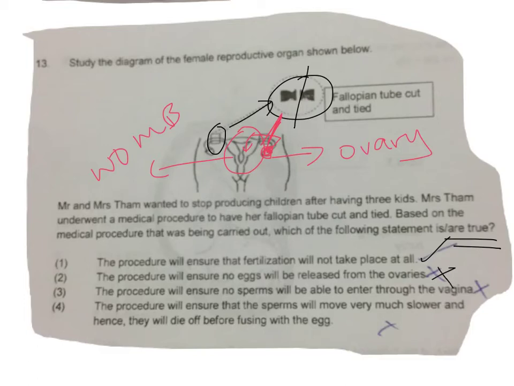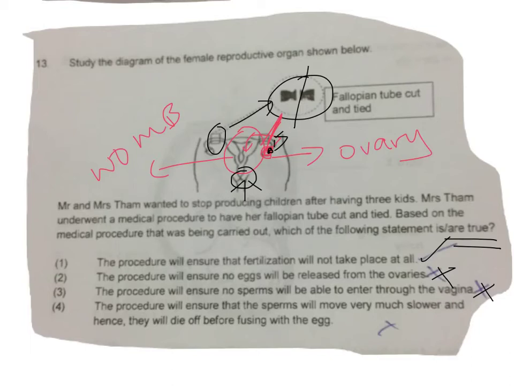The procedure will ensure no eggs will be released from the ovary. This is not true. Eggs will still be released from the ovaries, just that the eggs from here could not travel through the fallopian tube. The procedure will ensure that no sperms will be able to enter the vagina. This is also not true. The vagina hole is here. Sperms can still enter through this hole.